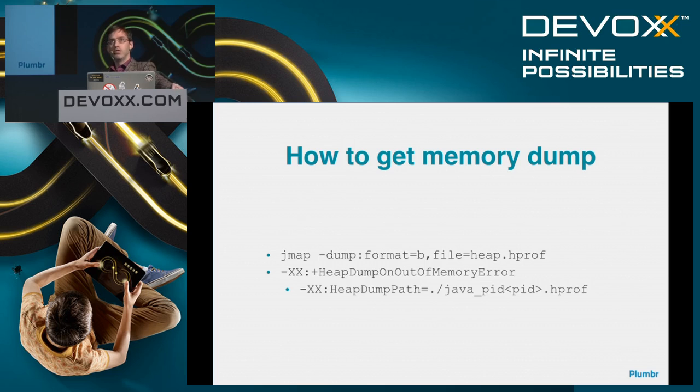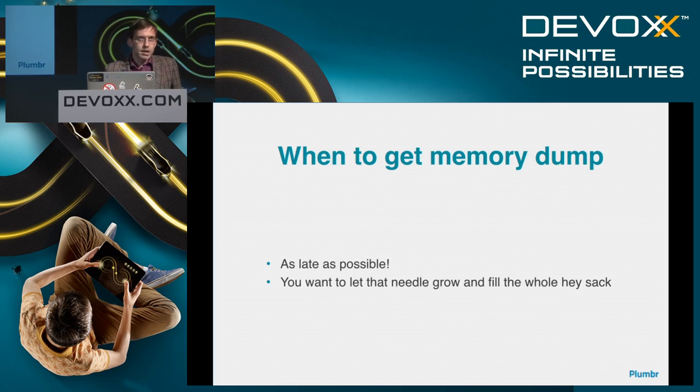Every production environment and every production JVM has to have this option, heap dump on out of memory. Because when to get a heap dump or a memory dump? That's a very good question.